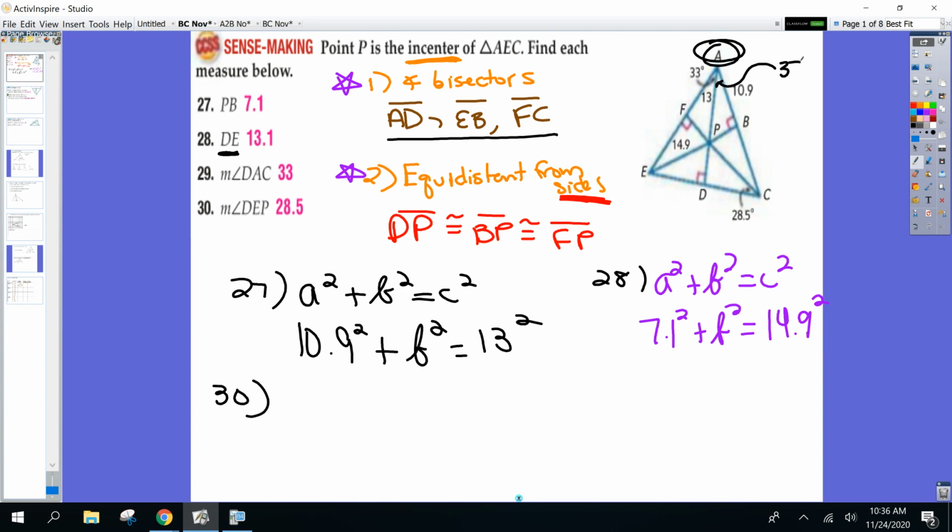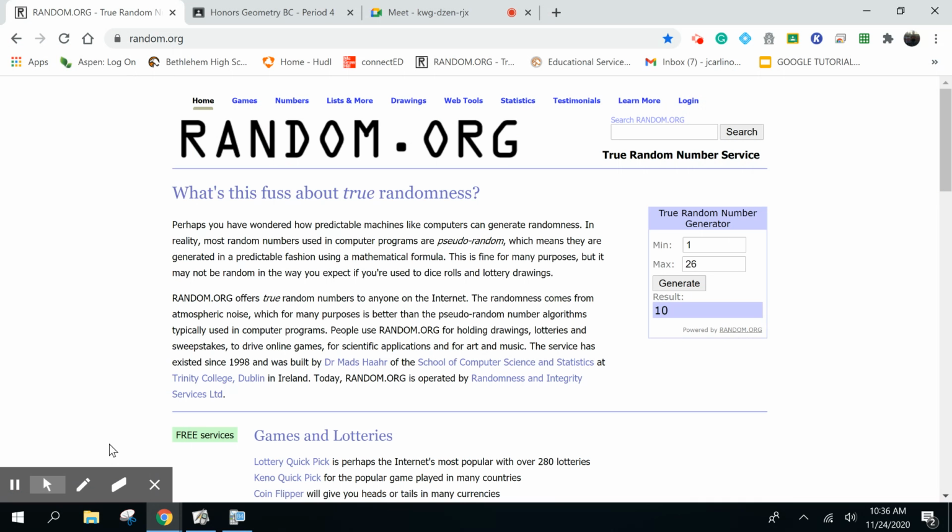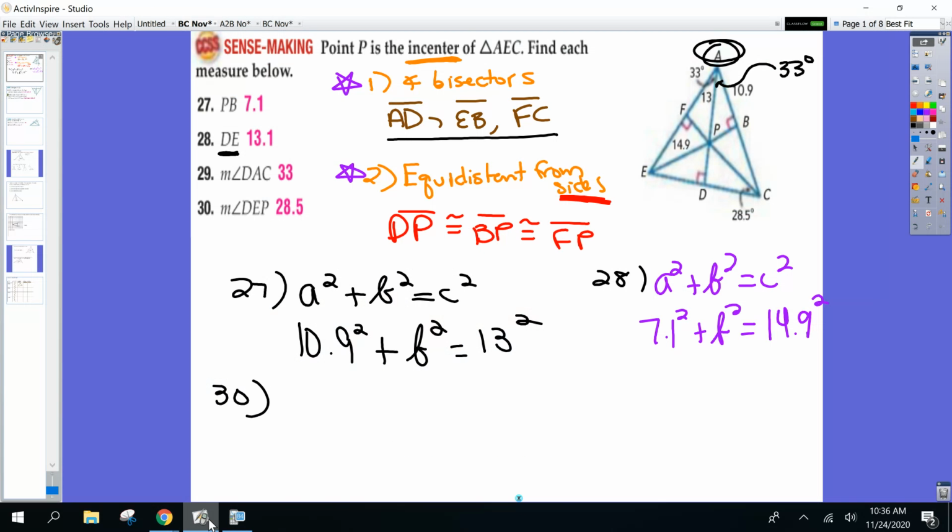33. Everyone wondering why Atticus got 33? Because he knows AD has to be an angle bisector, and an angle bisector cuts it into two congruent angles. All right, Kyla, here we go. Angle C, I got part of it's 28.5. What's the other part? Also 28.5, because FC is an angle bisector, because this is an in-center problem.